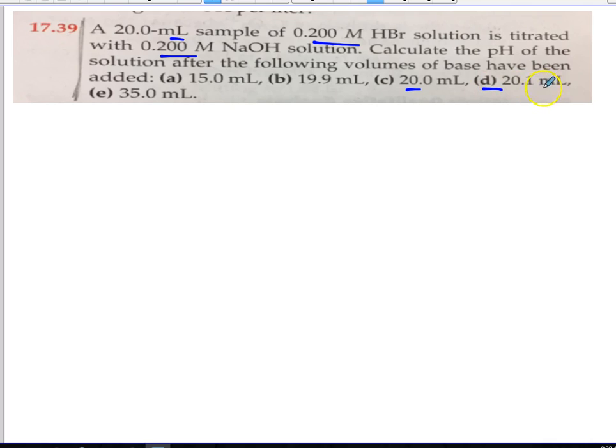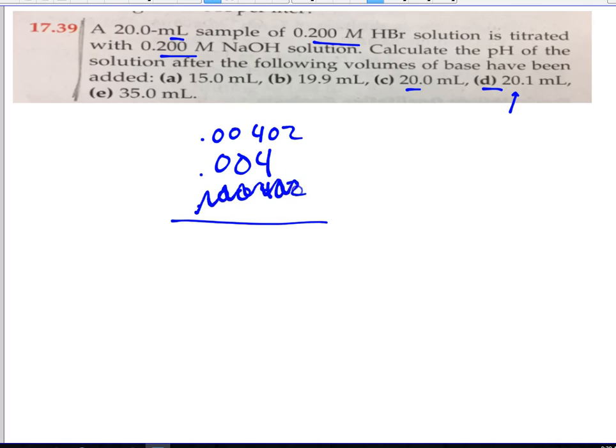Okay, then D. Now we're adding excess base, right? This is now a bigger number. So we had 0.004, and now we have 0.0042. Why do I keep doing that? I think it's because I'm ignoring the 0 right there. Now, you really always want to take the bigger number, because this needs to be a positive value. So you subtract now, and you're left with 0.0002 moles of what?